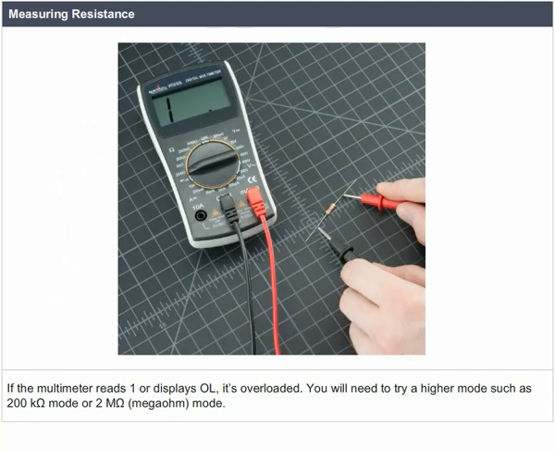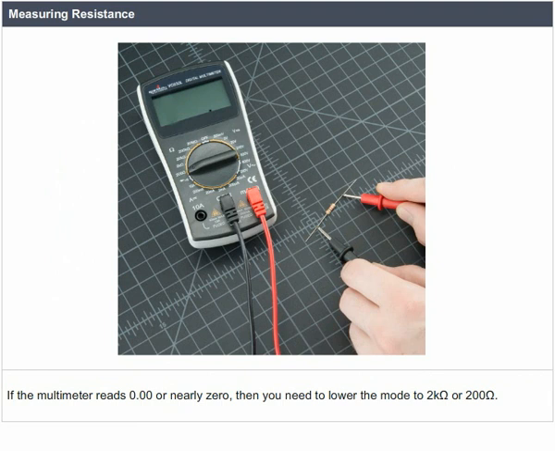If the multimeter reads 1 or displays OL, it's overloaded. You will need to try a higher mode such as 200 k ohm mode or 2 mega ohm mode. If the multimeter reads 0.00 or nearly 0, then you need to lower the mode to 2k ohm or 200 ohm.